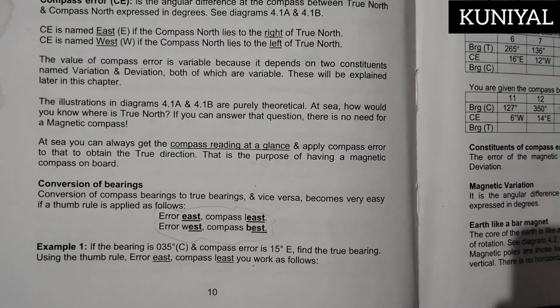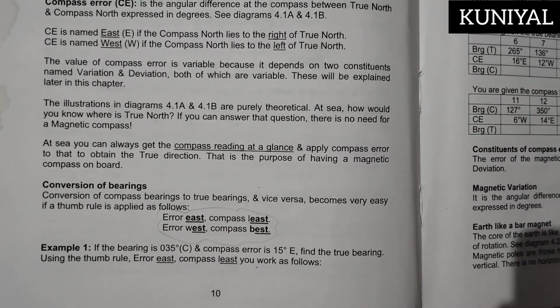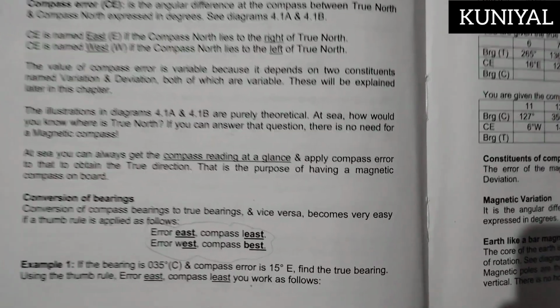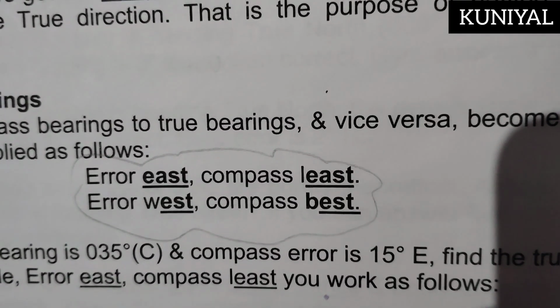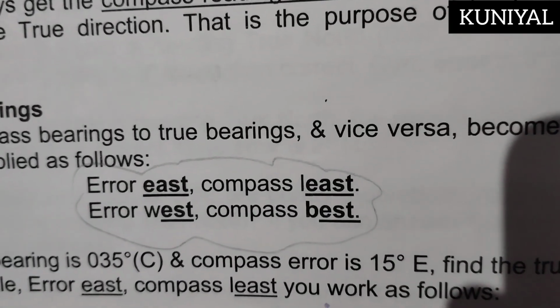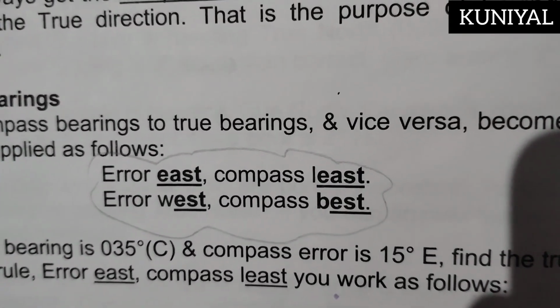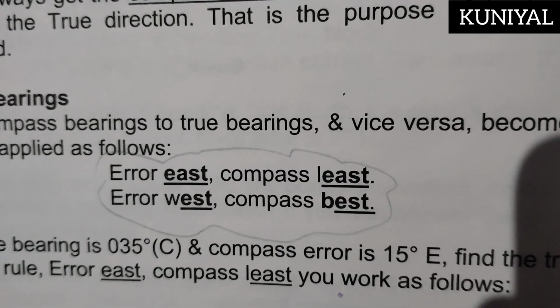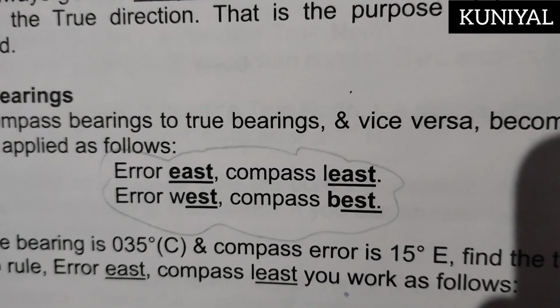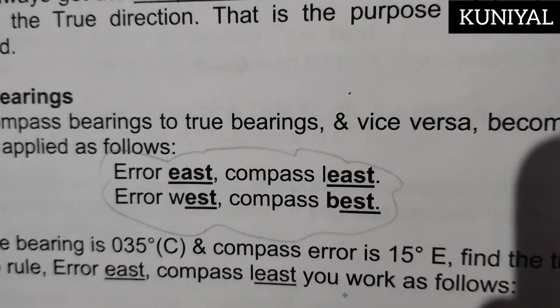Now there is a way to solve numericals on this chapter. We have to remember that whenever error is east, then the compass will be east, and when error is west, compass will be west. Means compass value will be high. Compass bearing will be more than true bearing.